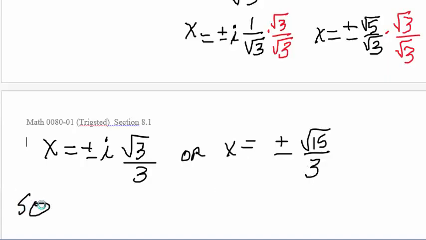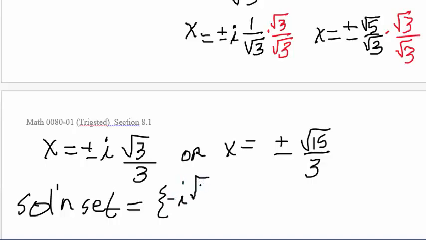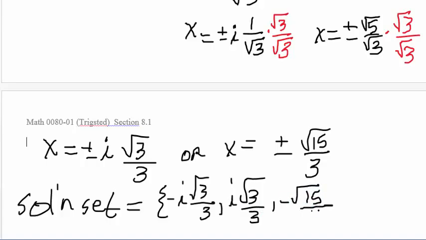So my solution set contains 4 solutions. Negative i times the square root of 3 over 3. Positive i times the square root of 3 over 3. Negative square root of 15 over 3. Positive square root of 15 over 3. And I close out the set. So that's my solution set.